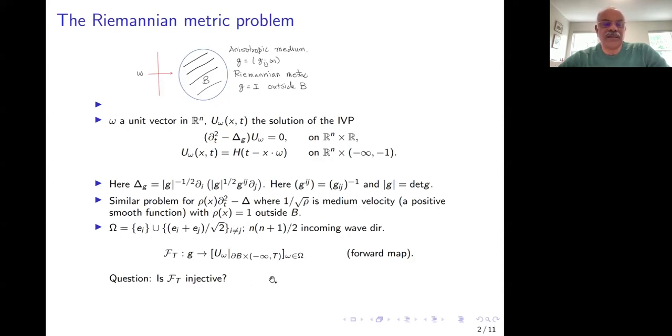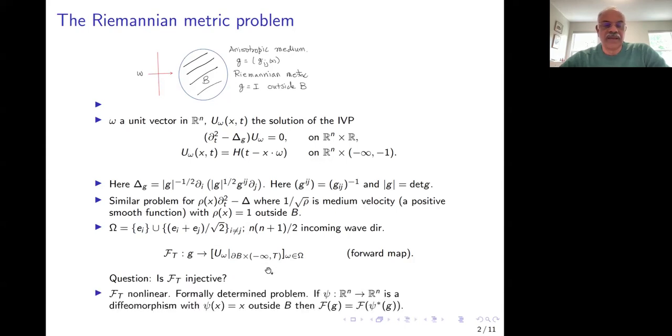That's the question. And by the way, the fixed angle thing which we talk about: if you're doing the rho problem, then we need only one incoming direction. So that's the fixed angle in the title. For the Riemannian metric, it's still a finite number, which is dimension dependent. How many experiments do we have to do? So the question is, is this map F_T injective? Is this enough information to distinguish between two different Riemannian metrics?